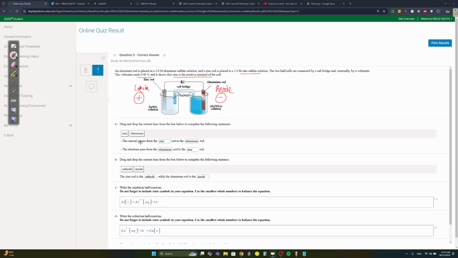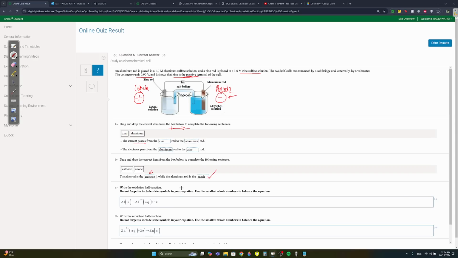What do they want to ask? The current passes from where? Always from positive to negative. Which one's positive? The cathode, zinc. Which one's the negative? Anode, negative, aluminum. So zinc to aluminum. Electrons go the opposite way. They go from negative to positive. So from aluminum to zinc. Which one is the cathode? Which one is the anode? Obviously, the cathode will always be the positive one. And the anode is the negative one.